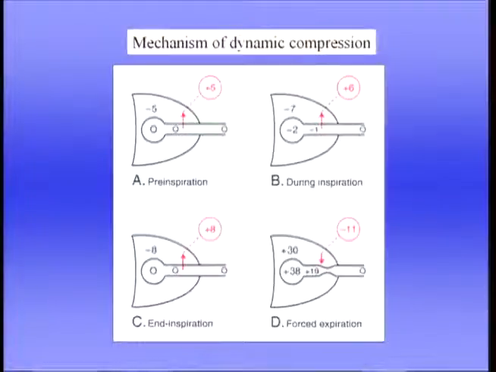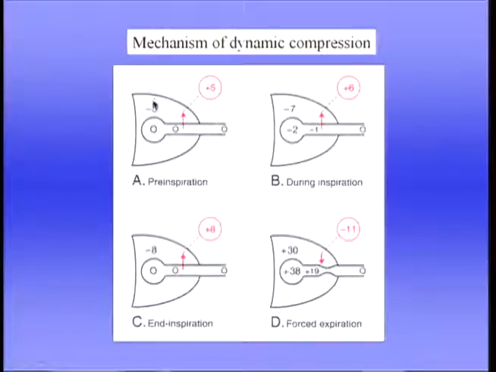Well, this shows some of the reasons for that. And the best way to look at it is we'll take it in steps. Let's start with pre-inspiration here. What we're showing, very diagrammatically, is the chest cage here, the airway here, the alveolus here. And pre-inspiration, where we're at FRC, the intrapleural pressure shown here is about, say, -5 centimeters of water.